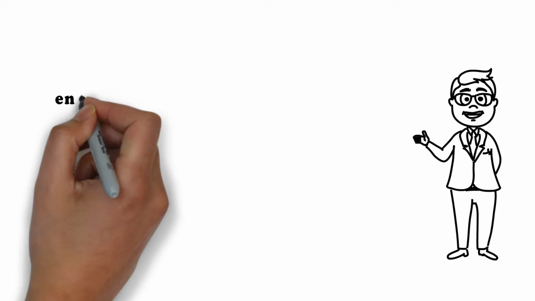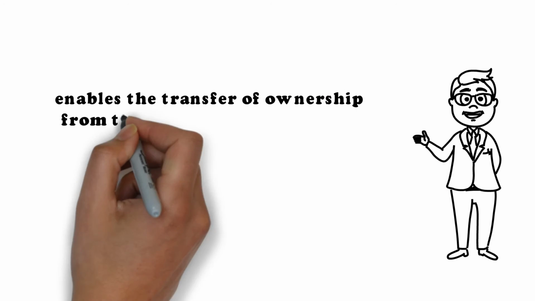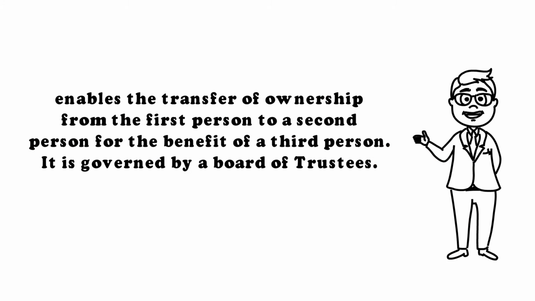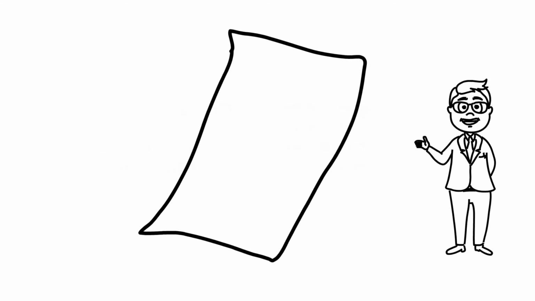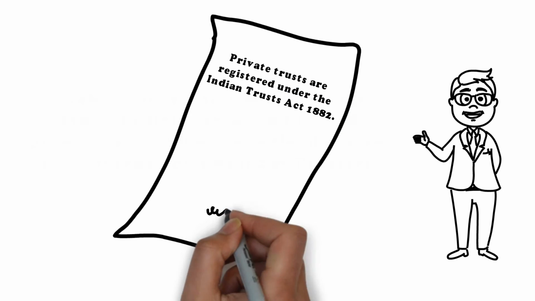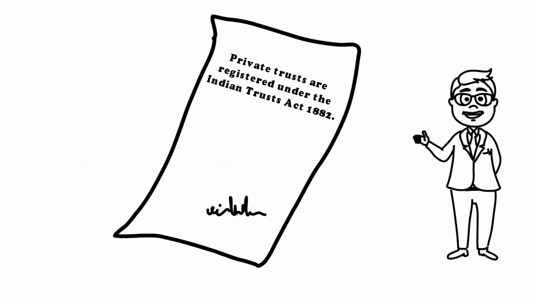7. Trust enables the transfer of ownership from the first person to a second person for the benefit of a third person. It is governed by a board of trustees. Private trusts are registered under the Indian Trusts Act 1882.